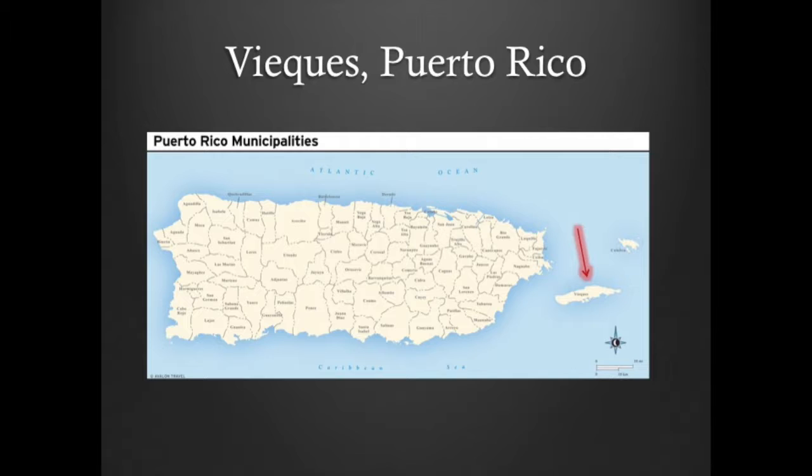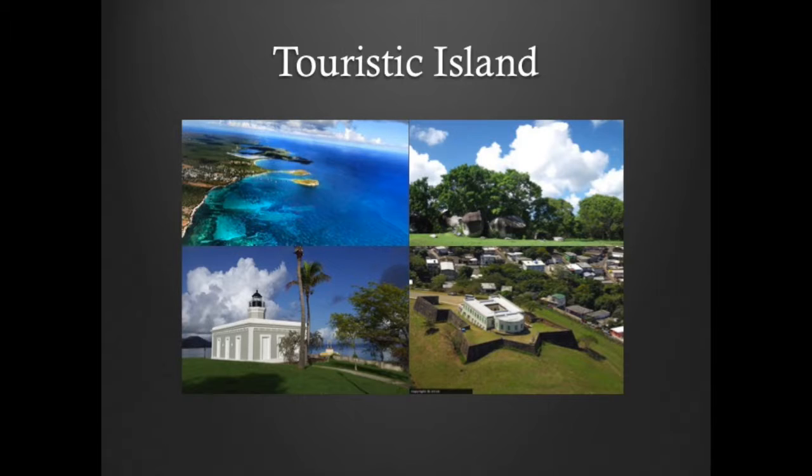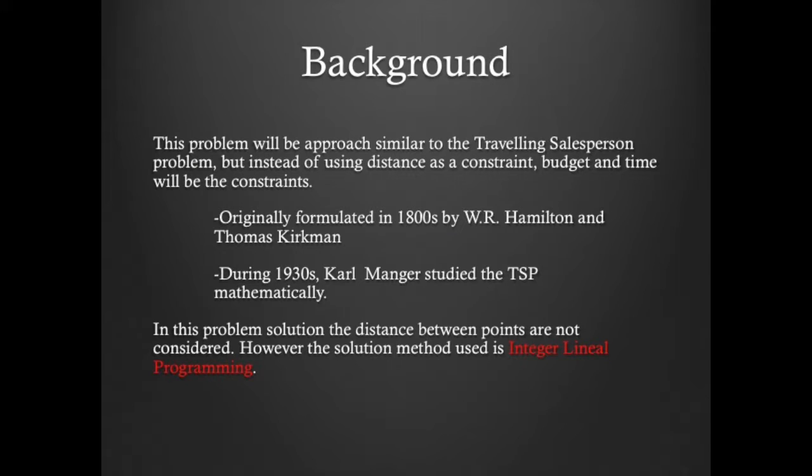Vieques is a small island southeast of Puerto Rico. So this problem will be approached similar to the traveling salesperson problem, but instead of using distance, we're going to use budget and time. Those are going to be our constraints.